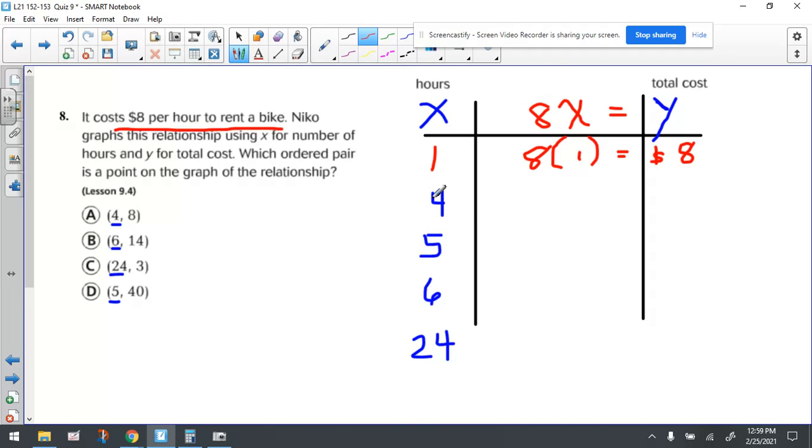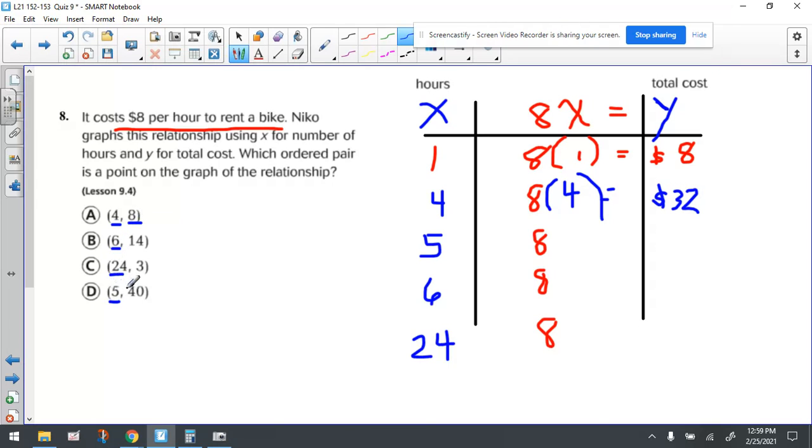Now, if we substitute in this 4, which is the X value for answer choice A, let's put down the 8s going down the page here. And let's substitute in our 4. If we do 8 times 4, wouldn't that be $32? Now, look at the Y value for choice A. It's an 8, not a 32. So that's probably not going to be our answer. Let's try this one here.